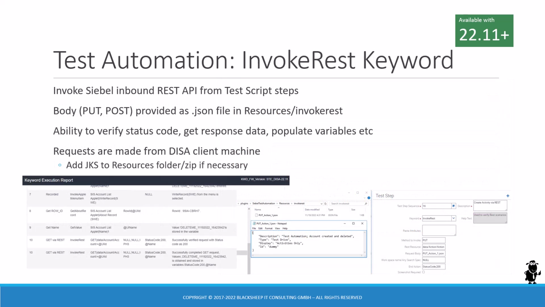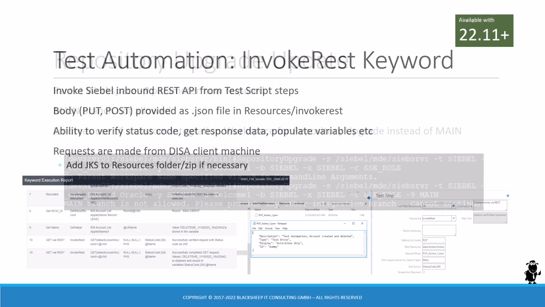And not stopping there, test automation got a new keyword, InvokeRest, and that does what it says on the tin. It invokes REST, not any REST API, just the Siebel inbound REST API, but it does that very well and you can work out for yourself what nice use cases you might have.